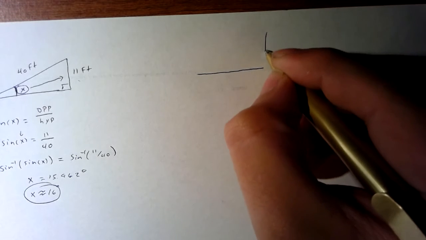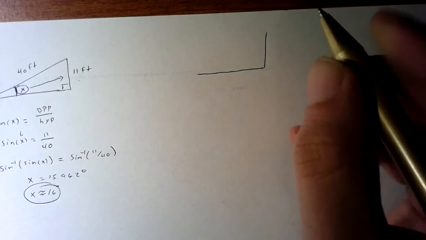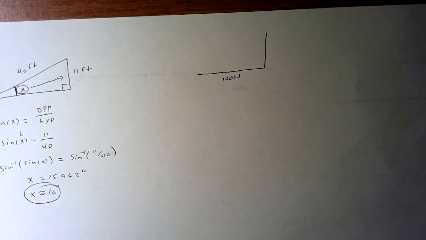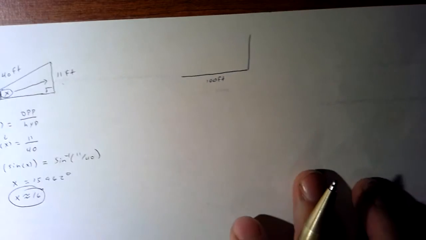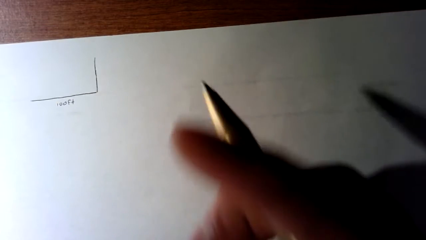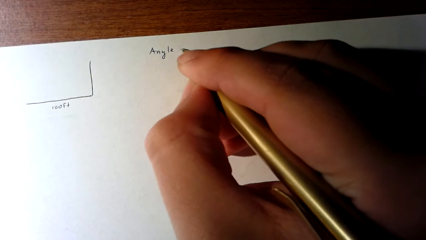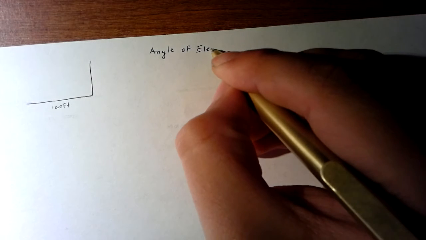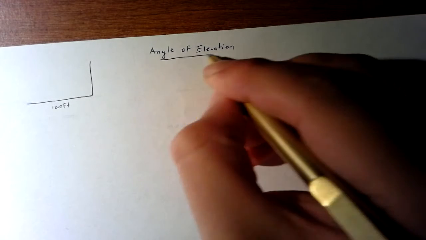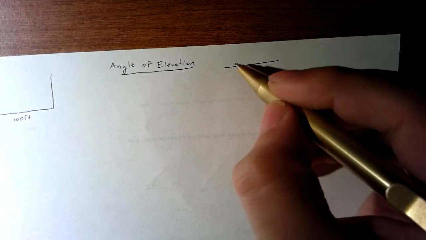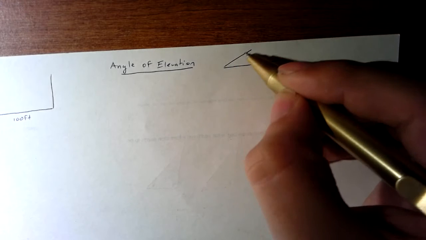So this is the Empire State Building. We'll call this here 100 feet. She looks up at an angle of elevation of 73 degrees. Okay, so new vocabulary: angle of elevation. What in the world is that? So we're going to get two new terms here. Angle of elevation just means the angle that is formed from a horizontal but going up.